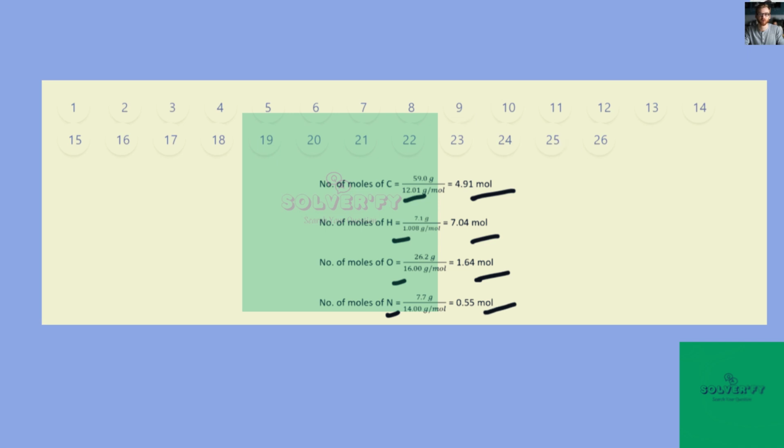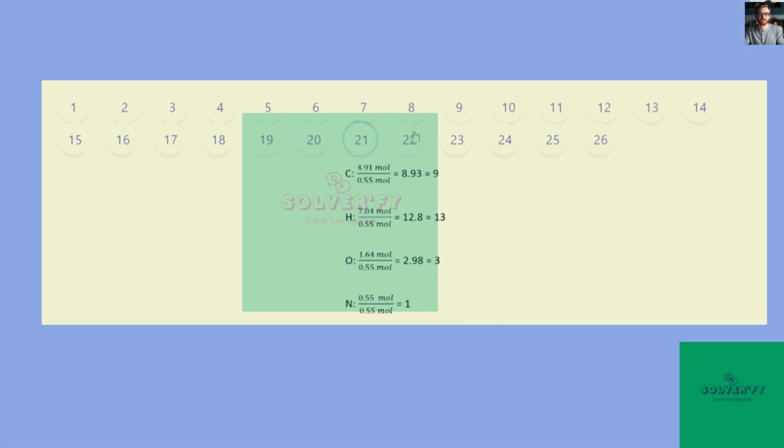And then we will divide all by the smallest number of moles. Here we can see that the smallest number of moles is 0.55. Then we will divide each number of moles by the smallest one to get the whole number ratio. So here we have divided each number of moles by 0.55, and here you can see that we have got 8.93, which is very close to 9. So we'll consider it as 9.